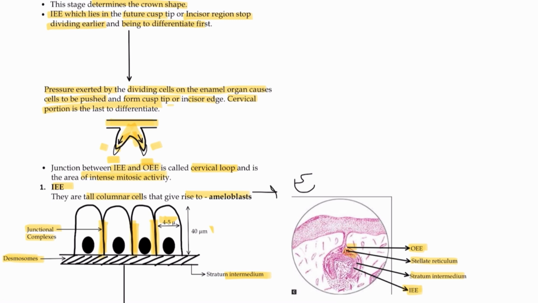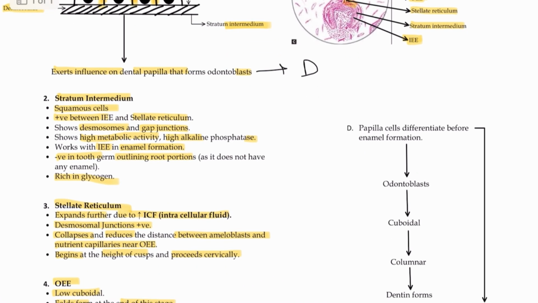Next is stratum intermedium cells. They are squamous cells. Stratum intermedium squamous cells IEE और stellate reticulum के बीच में, इनके अंदर alkaline phosphatase high रहेगा, रिच इन ग्लाइकोजन रहेंगे, that is high metabolic activity, and they help in enamel formation. तो वो रूट पोर्शन में नहीं रहेंगे.